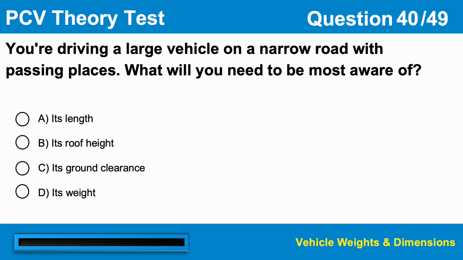Question 40. You're driving a large vehicle on a narrow road with passing places. What will you need to be most aware of? A. Its length. B. Its roof height. C. Its ground clearance. D. Its weight.